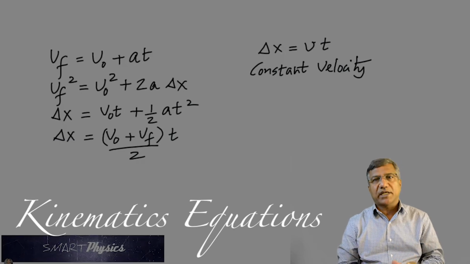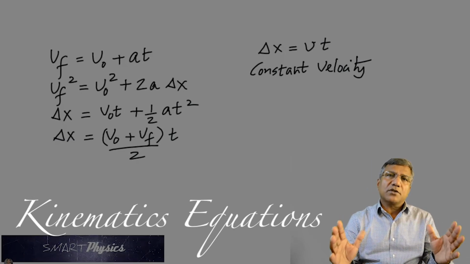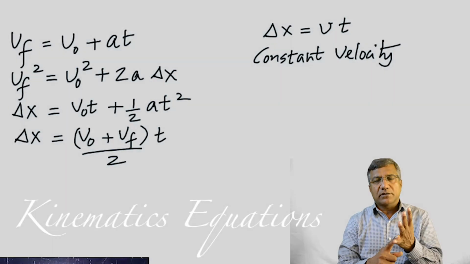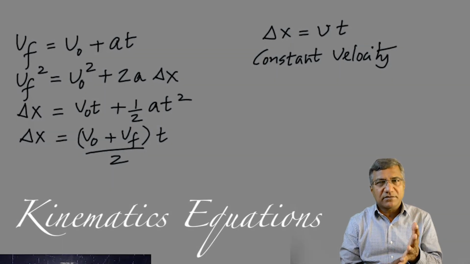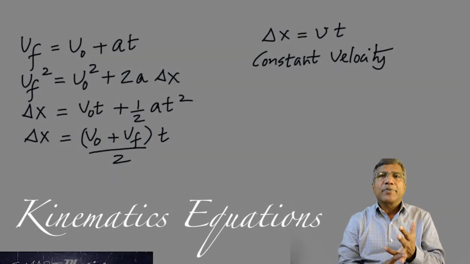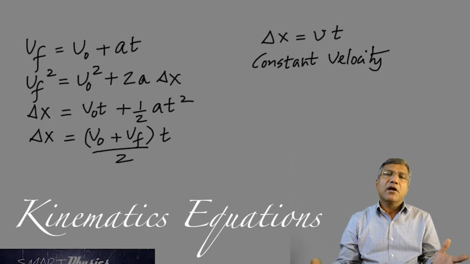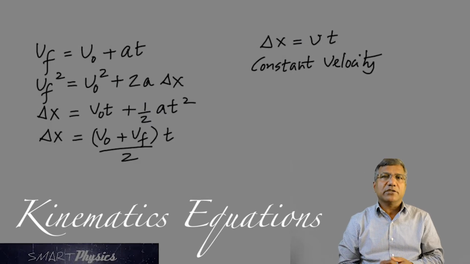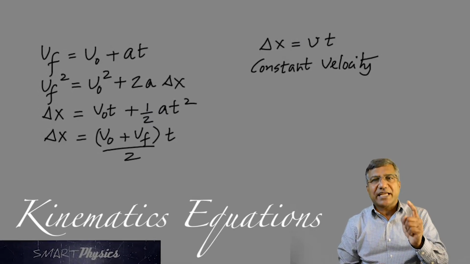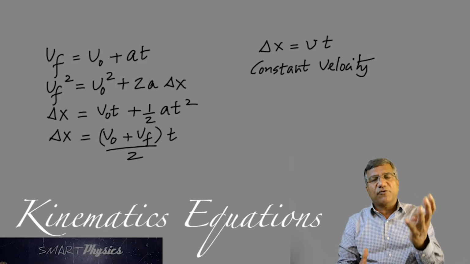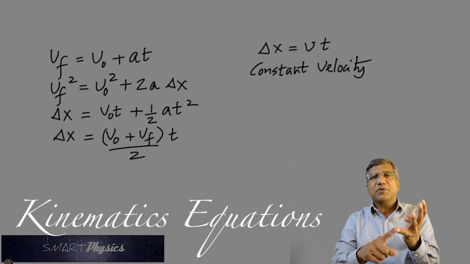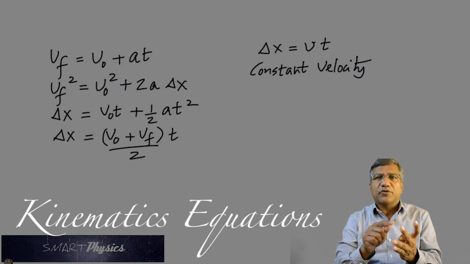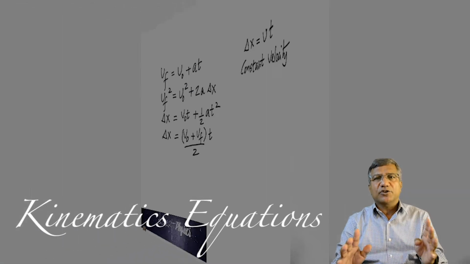Now we also notice that there are 3 types of units that come in here. Meter is the unit of displacement. Meter per second is the unit of velocity. Meter per second squared is the unit of acceleration. And of course, second is the unit of time. So actually there are 4. Meter for displacement, meter per second for velocity, meter per second squared for acceleration, and second for time.